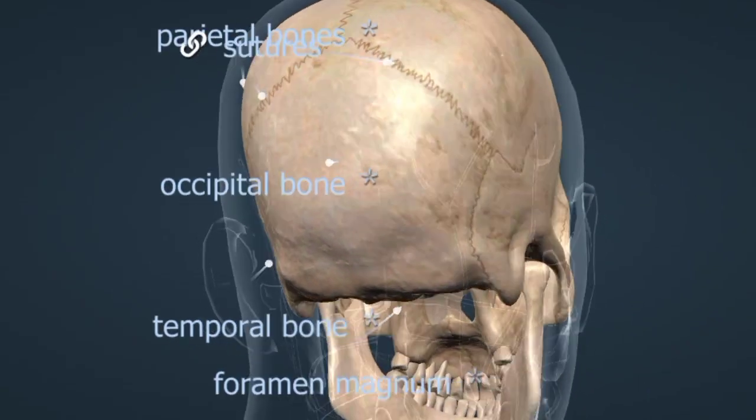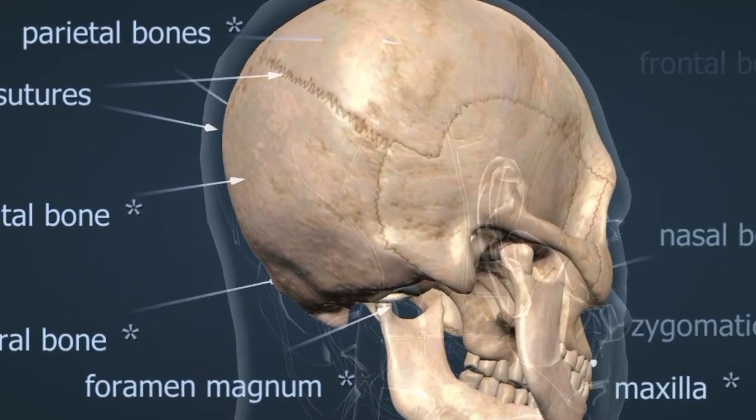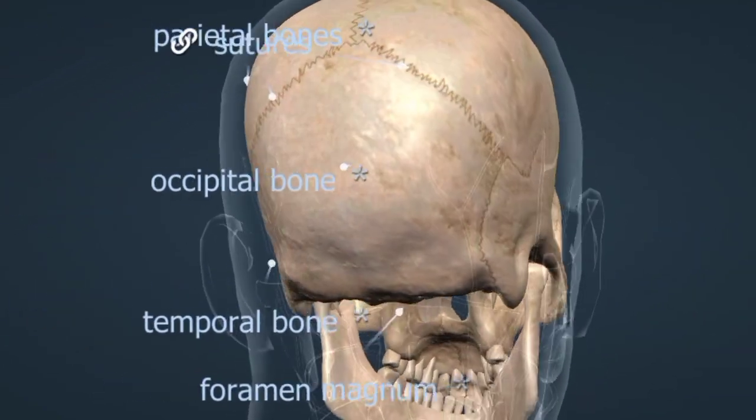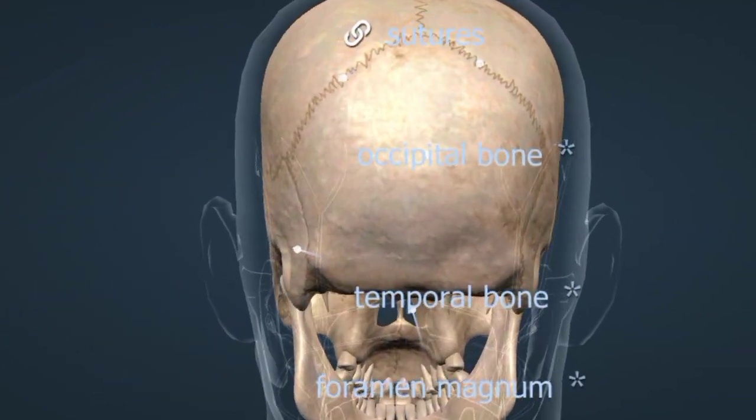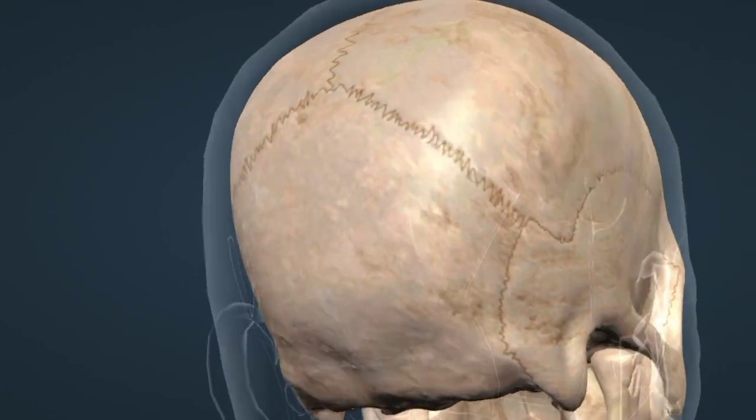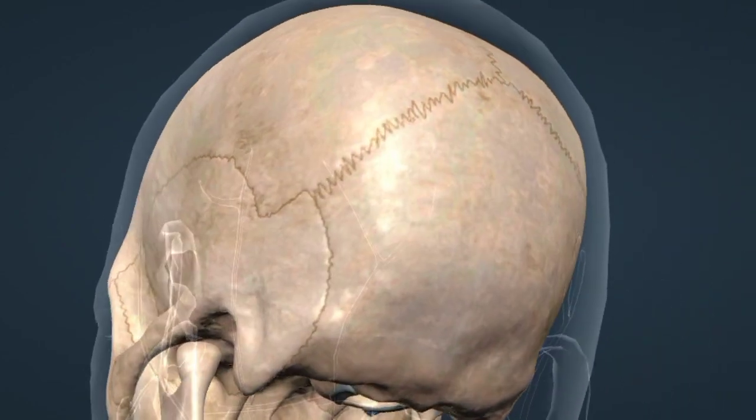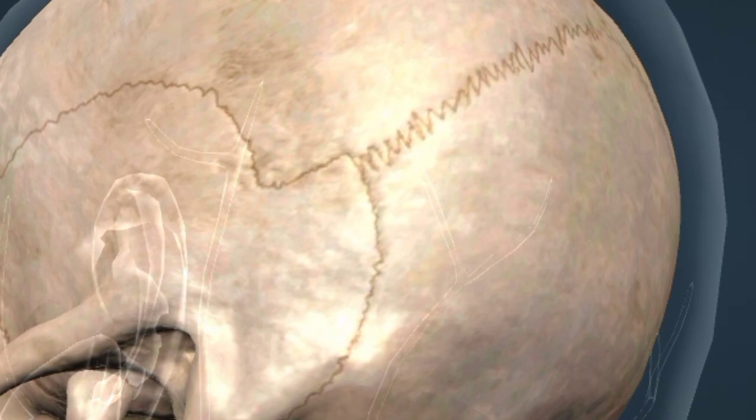Occipital bone forms the back and base of the skull and contains the foramen magnum, opening for the spinal cord. It protects the occipital lobe and enables the brainstem and spinal cord to connect.